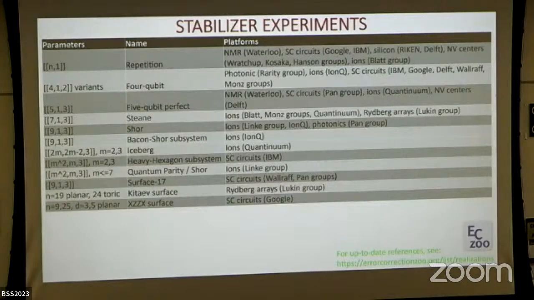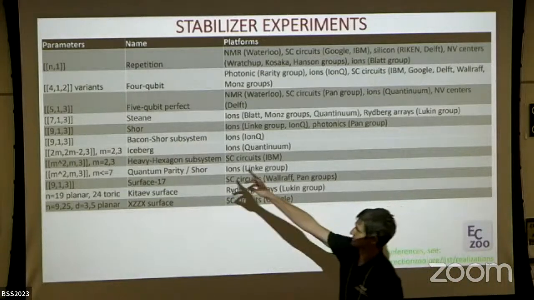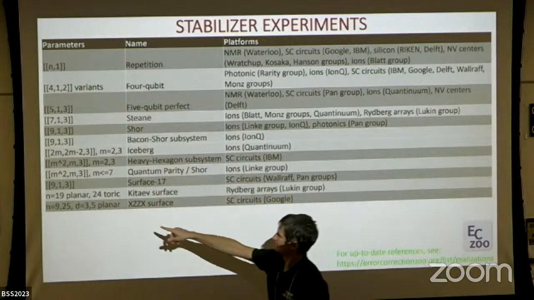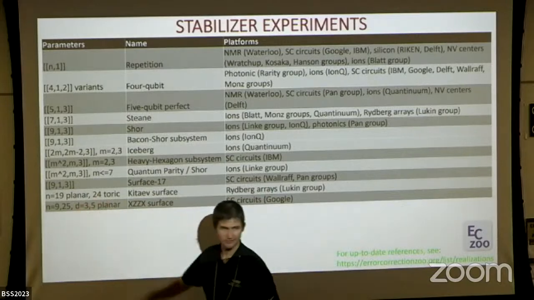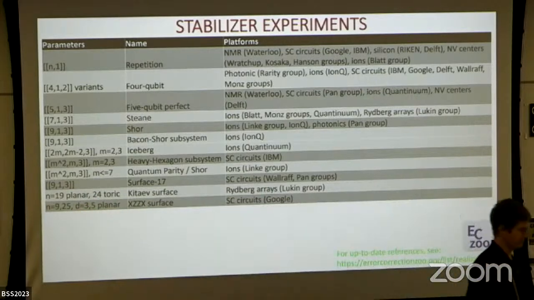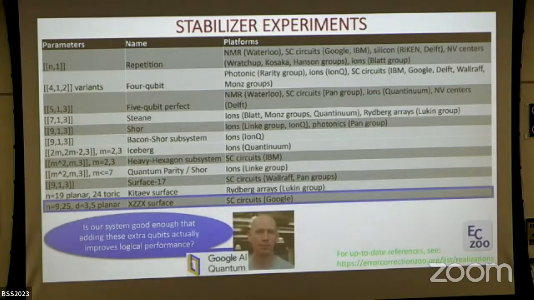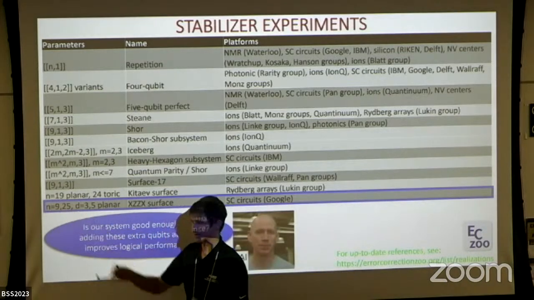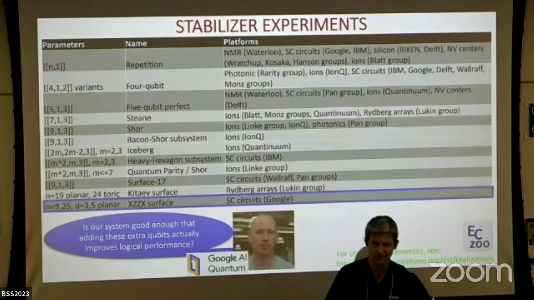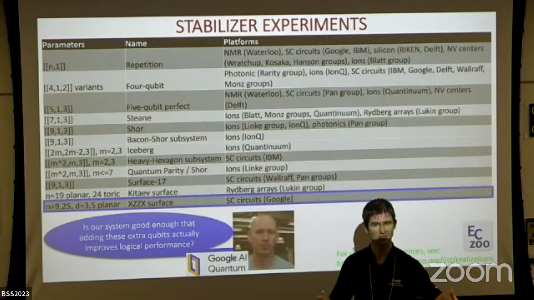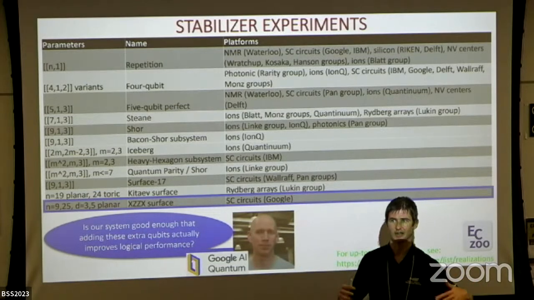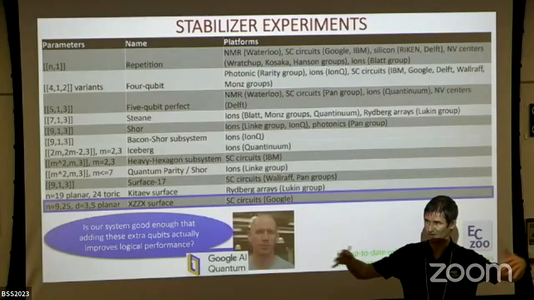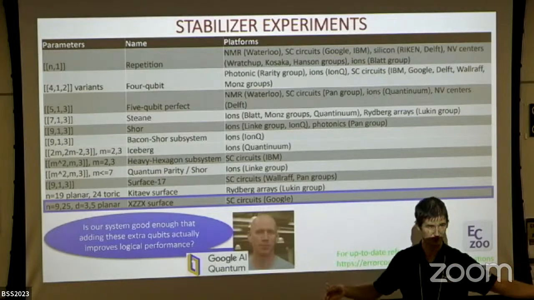Okay. Some stabilizer experiments. Remember, this is the notation for stabilizer codes. The largest one has been 2425, by the Rydberg people and superconducting circuit people. This one in particular is interesting because they tried to scale it and see how much more gain you can get by increasing the amount of overhead you use. So with stabilizer codes, generally with error correction, the more overhead you have, the more redundancy you have, the better you should be able to do.